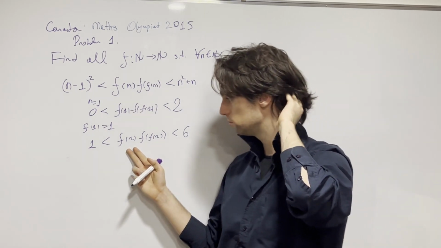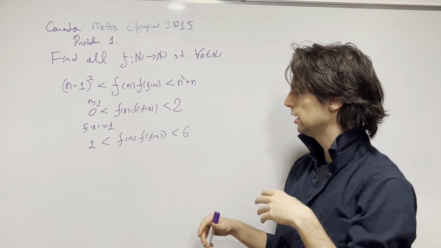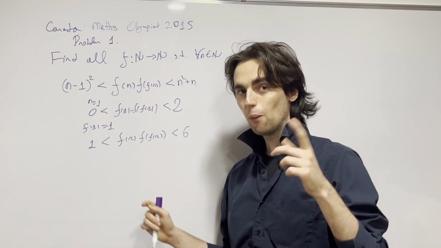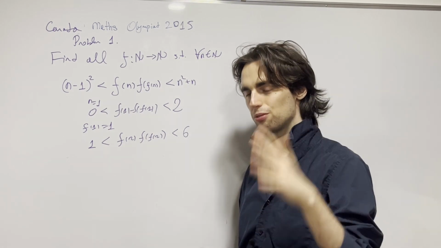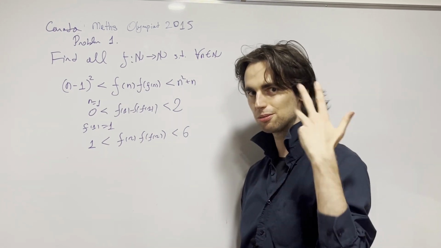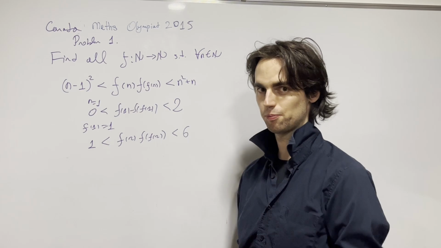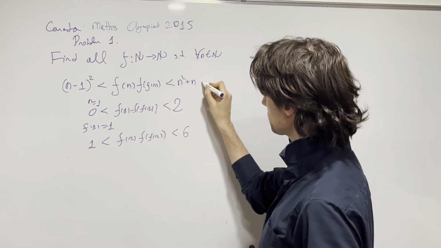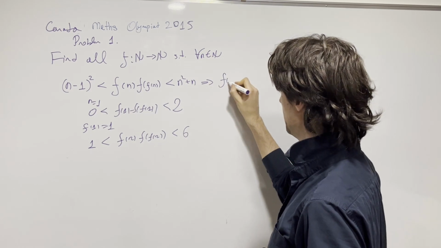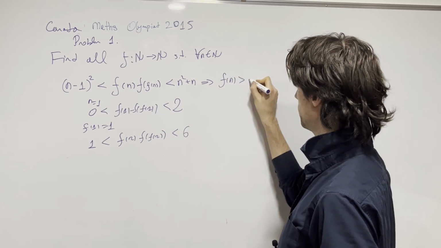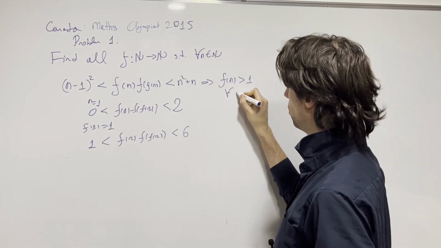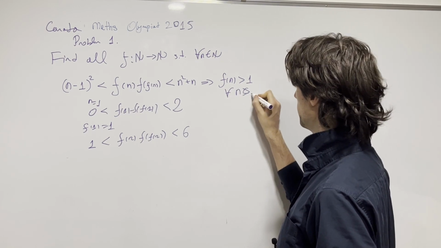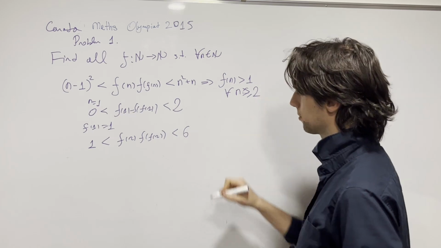It could be 2. If it was 2, we would be okay. And it cannot be 3. But why can't it be 3, or 4 or 5? I invite you to pause for 5 minutes and figure out why that is. And the answer is, from here, it holds that f of n is greater than 1 for all n that are greater than or equal to 2.